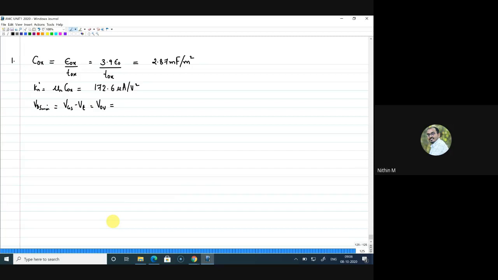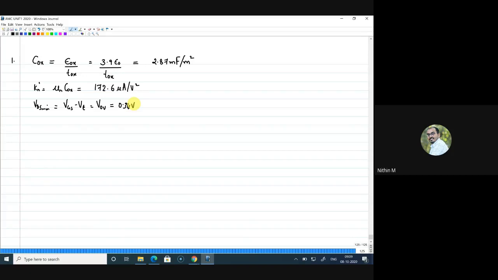VDS minimum, VOV is equal to 0.34. Very good, Manikandan. 0.34. What about others? Yeah, you can solve VGS minus VT. By the way, how will you evaluate VGS? Aspect ratio is given, all the other things are given, drain current is also given.